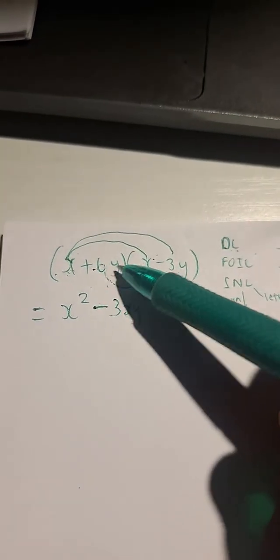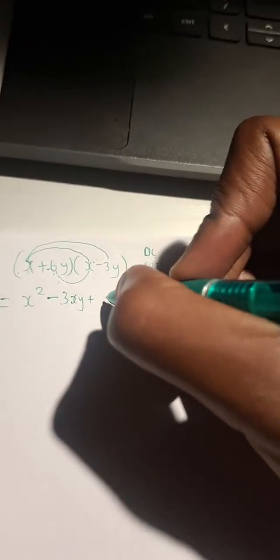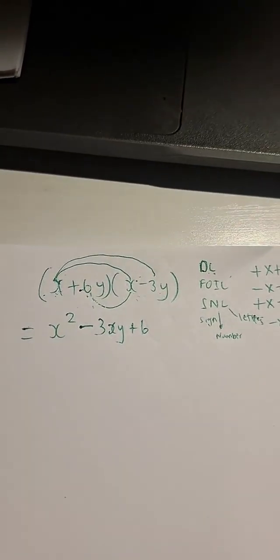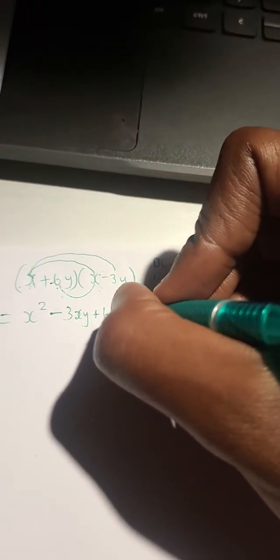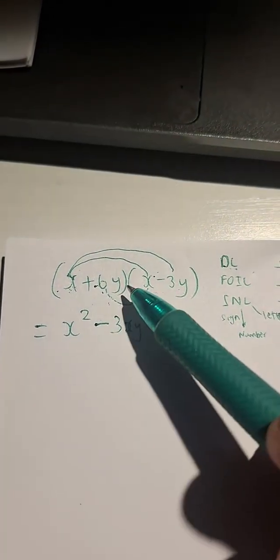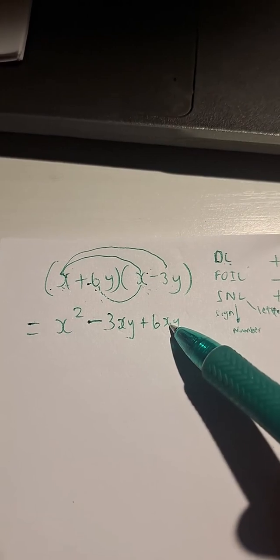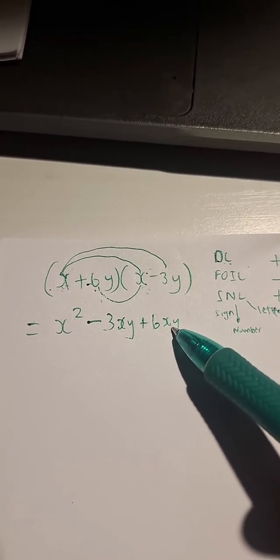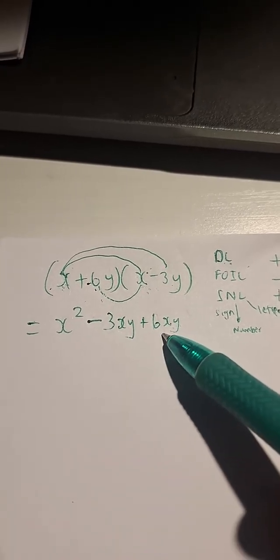Then you say 6y times x. Positive times a positive is a positive. 6 times the coefficient of x, which is 1, is 6. And then y times x will give us xy. Remember, you can say yx or you can say xy. In multiplication, the order of the letters doesn't matter, because yx and xy mean the same thing.